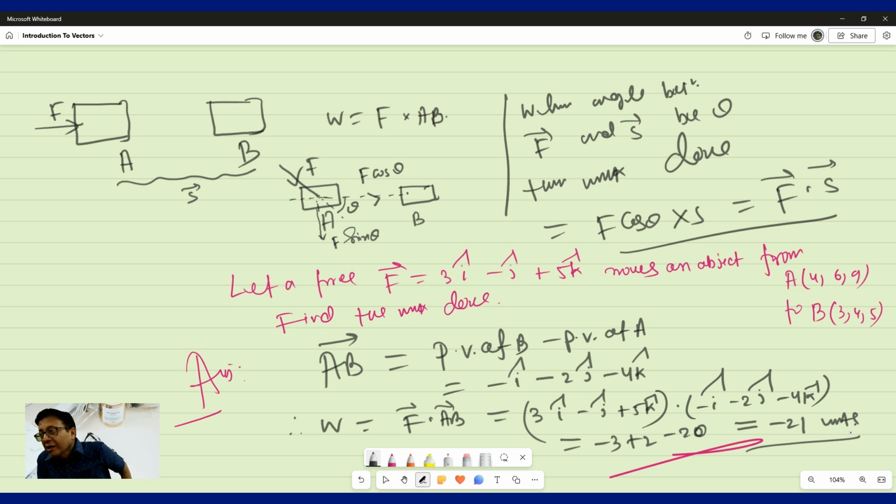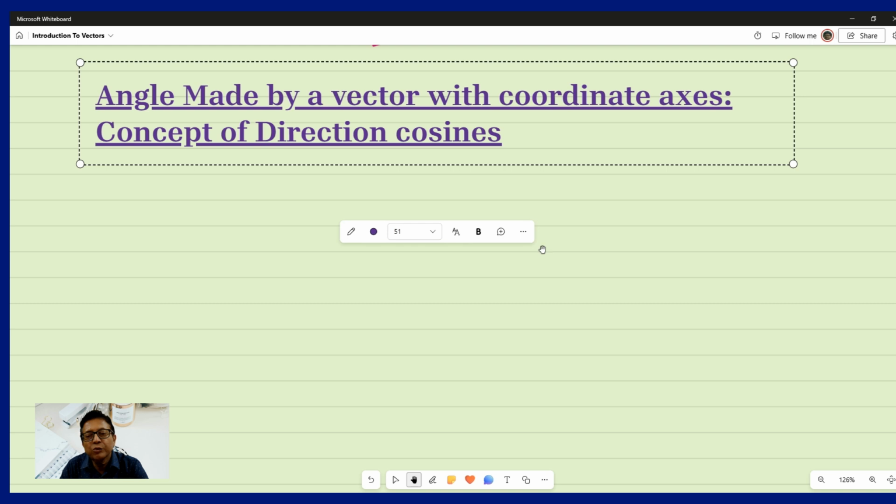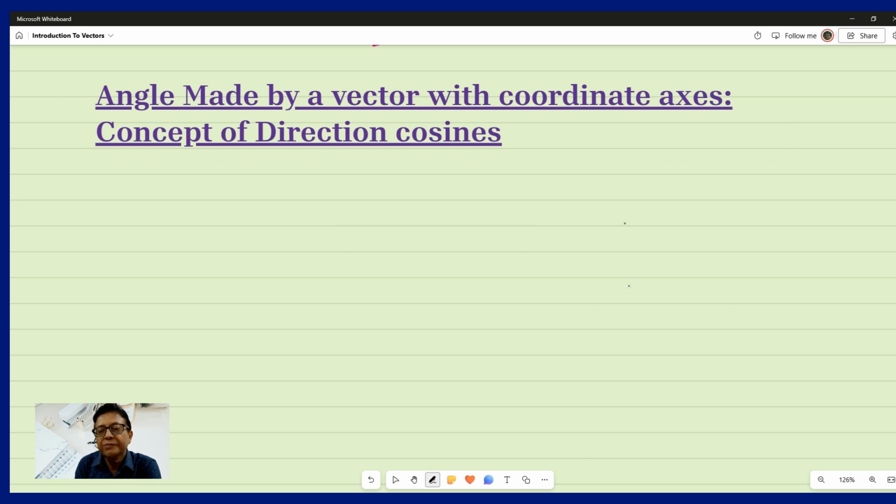Okay. Got the idea how to use vectors to solve problems in physics? This is one simple application just to find work done. Hope you have understood. Let us know this also because it has relevance. The question arises, how to find the angle made by a vector with the coordinate axis. A three-dimensional coordinate system is there and you are taking unit vectors along three coordinate axes x, y, z as before.